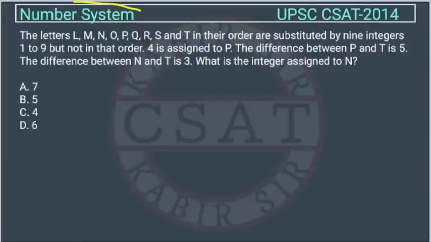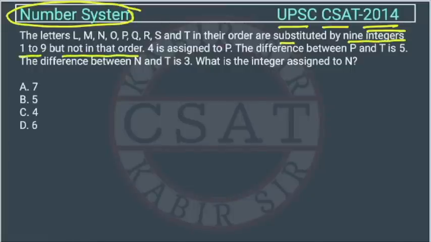So this is a question from the number system chapter asked by UPSC in the CSAT paper of 2014. The letters L, M, N, O, P, Q, R, S, T in their order are substituted by 9 integers 1 to 9, but not in that order, right? So we are assigning one number to each letter. Okay, so 4 is assigned to P, right? So the digit 4 is assigned to letter P.